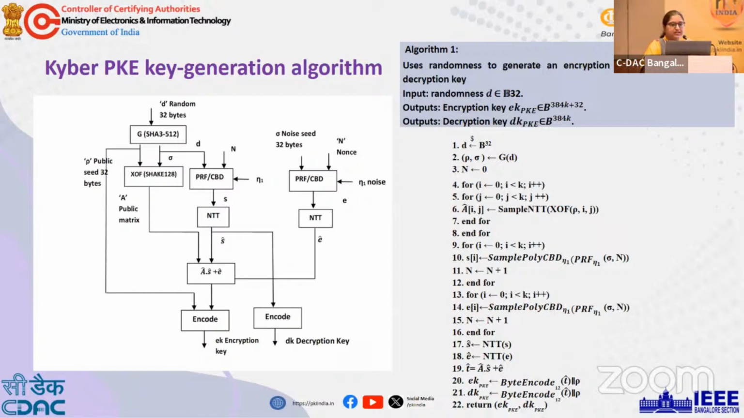This is nothing but the error polynomial, which is added to the linear equation to make the computation even harder. Then byte encode of t-cap, concatenated with the public seed rho, is done to generate the public encryption key, that is EK_PKE, and DK_PKE.